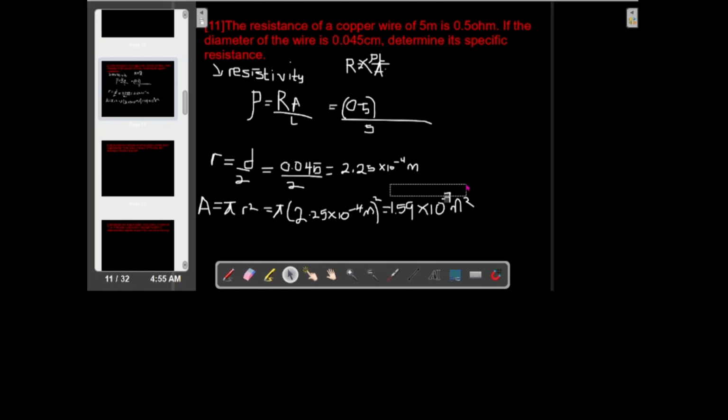So we are going to have times 1.59 here. And our final answer should be 1.59 times 10 to the negative 8. Now, what is the unit of resistivity? That is ohm multiplied by meter. Ohm multiplied by meter, so that's 11.